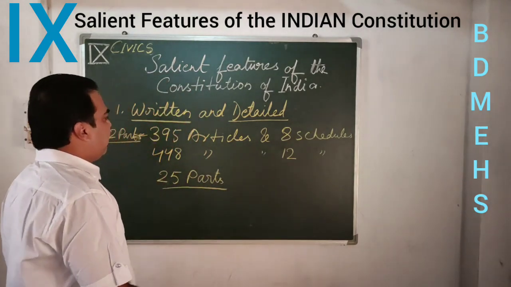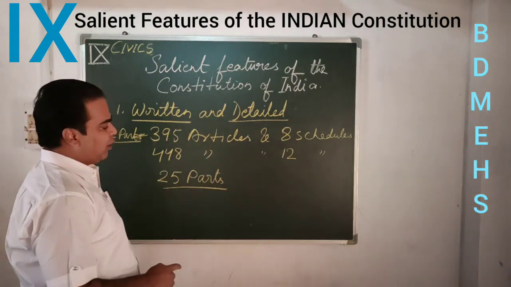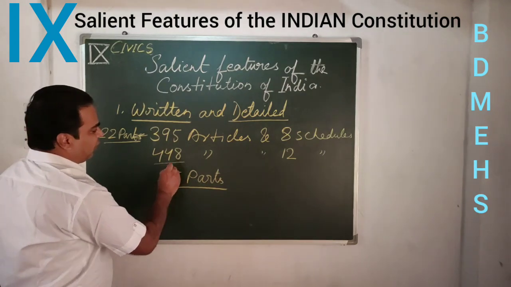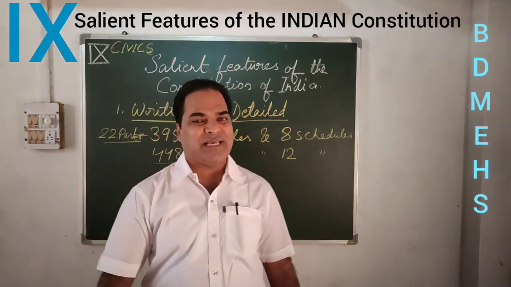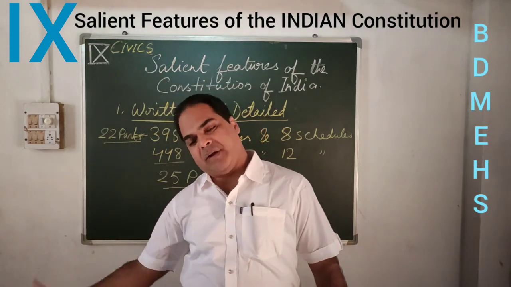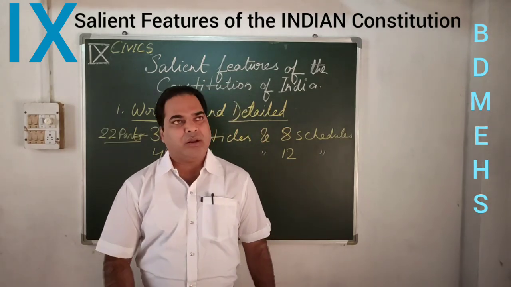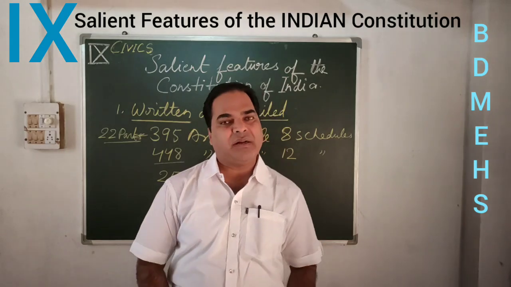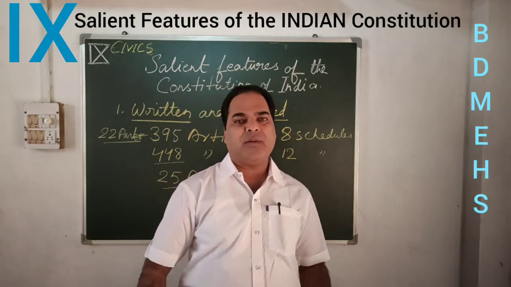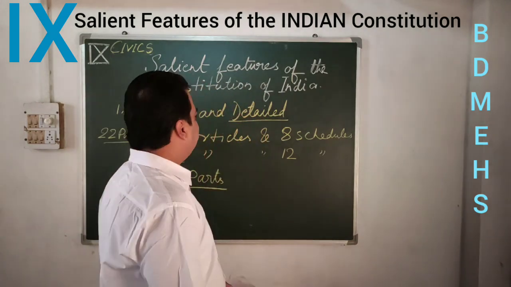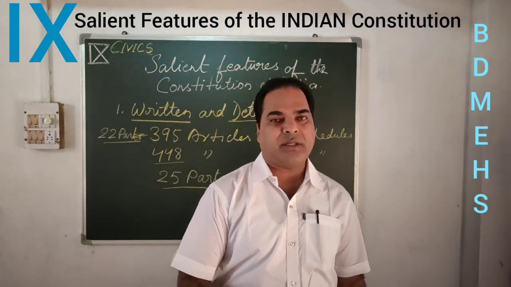Why is it called detailed? Because it consisted of 395 articles when the constitution was started and adopted, and right now we have 448 articles and 12 schedules, which is divided into 25 parts. That means 25 chapters, chapter number 1 to 25. Each and every chapter discusses powers and functions, even the fundamental rights, the directive principles, fundamental duties, powers and functions of the union government, state government. So many more are there. Everything is discussed in detail. That is why our constitution is the lengthiest written constitution of the world.